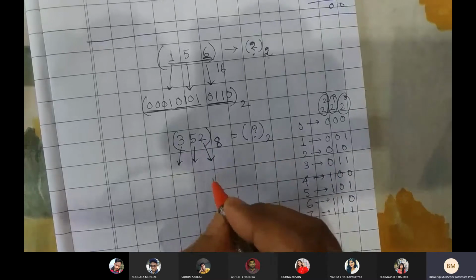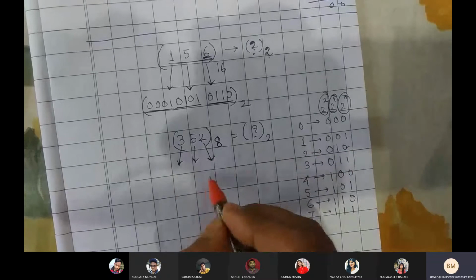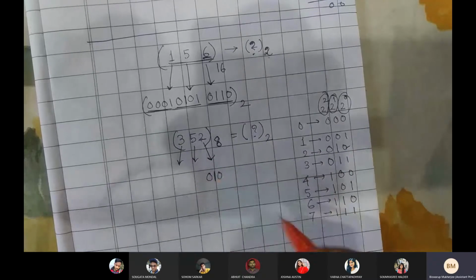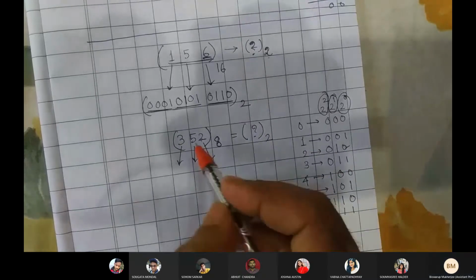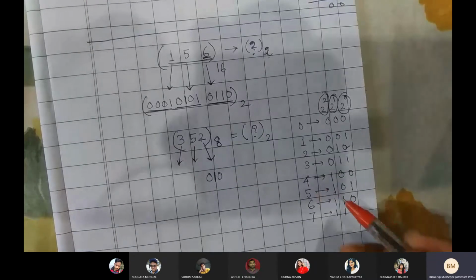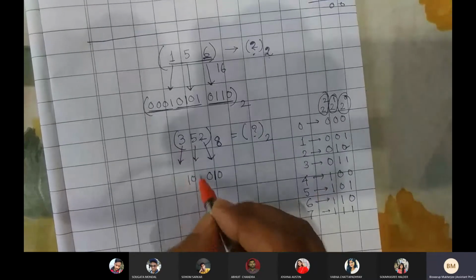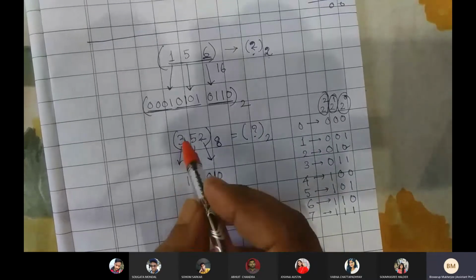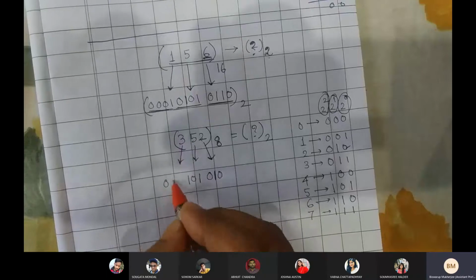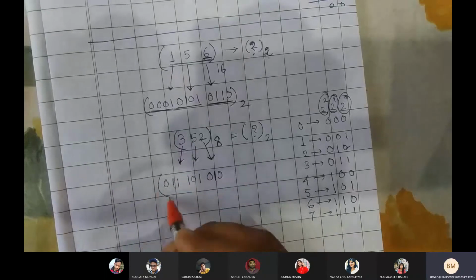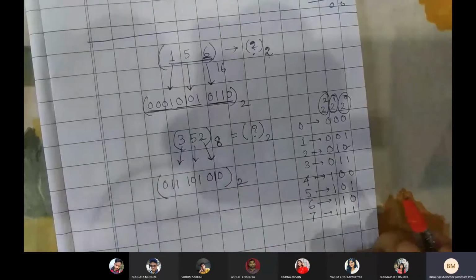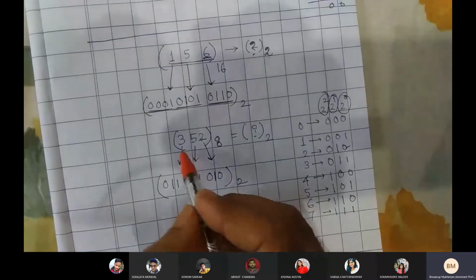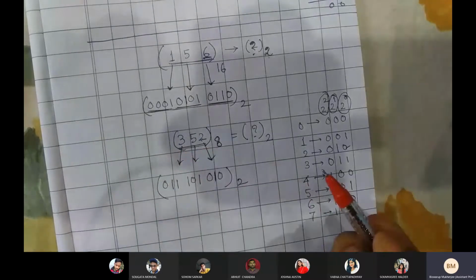So 2 can be written as 0, 1, 0. So I will write this one as 0, 1, 0. Similarly, 5 we can write as 1, 0, 1. And next is 3, which we can write as 0, 1, 1. So this is the entire binary converted number of the octal number 352.